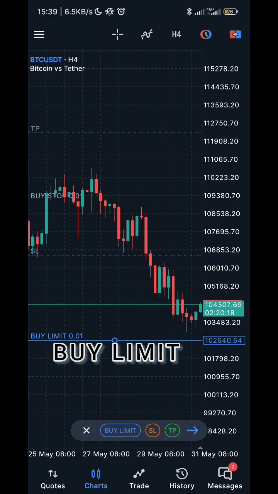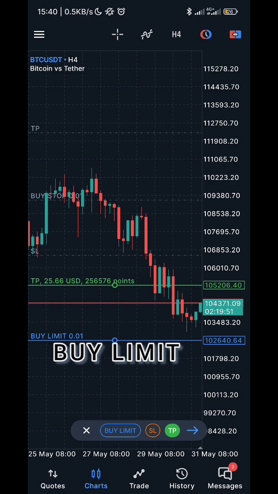Let's just say 640. Now this market that's currently buying will sell, and once it hits 10640, it will now buy again and get me to 105,206. So the market is currently buying, but I'm expecting that at a point it will begin to sell. And once it starts selling, it will hit 102,640. And once it hits 102,640, it will buy again and hit 105,206, and I'll make profit from it. That is a buy limit.